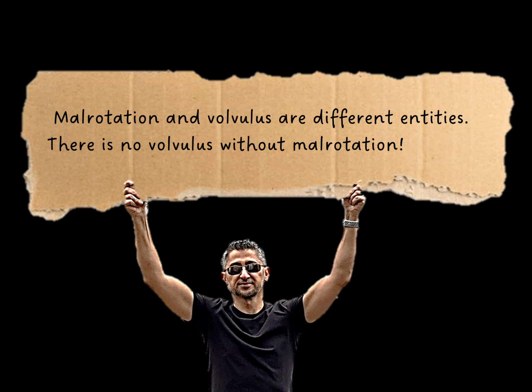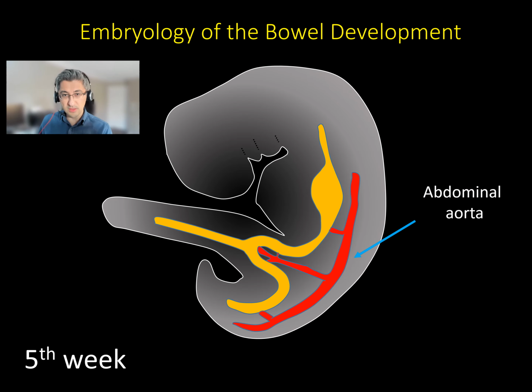So first message is malrotation and midgut volvulus are different entities. There is no volvulus without malrotation. So when there is midgut volvulus, there is always malrotation. So why are we calling it midgut volvulus but not the bowel? Let me explain this by showing you some embryology.